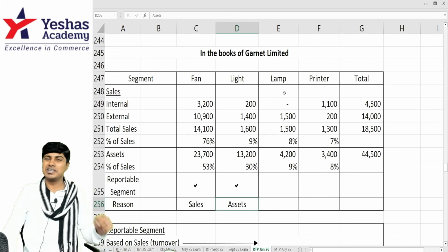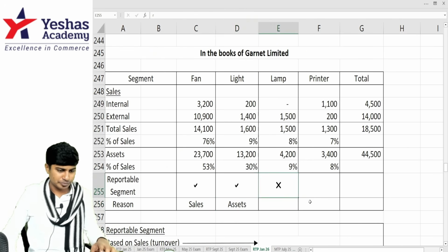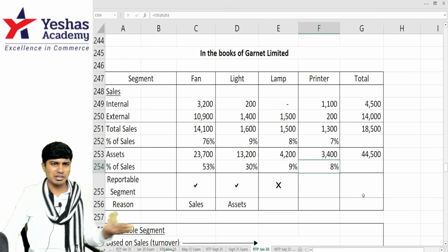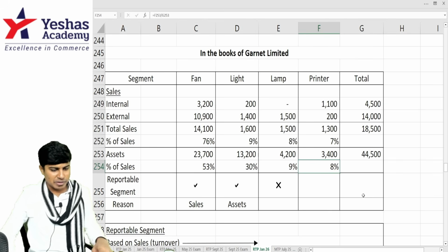Lamp, actually lamp is kept, not light. But anyways, lamp is not reportable. Why? 8%, 9%, not sufficient. How about printer? 7%, 8%. Actually, people write letters. Okay, some people type and take a printout and keep it before using the fan. Anyways, 7% and 8%, not reportable.